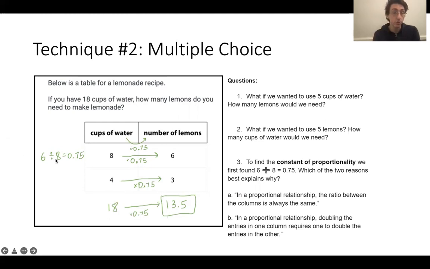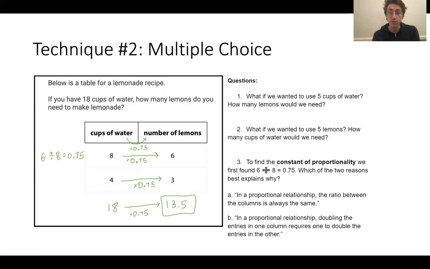And I've also shown that 0.75 came from 6 divided by 8. So that's called the constant of proportionality often. To find the constant of proportionality, we first found 6 divided by 8 is 0.75. Which of the two reasons best explains why?